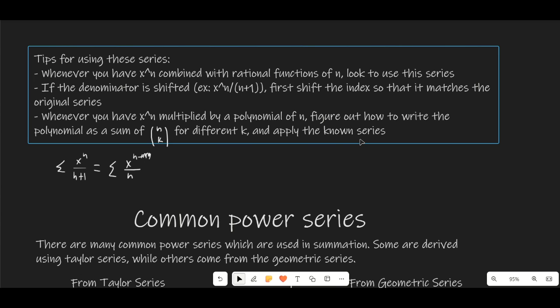And the first thing you're going to want to do when using this strategy is figure out what the order of the polynomial is, and that tells you what the highest value of k is that you're going to need.